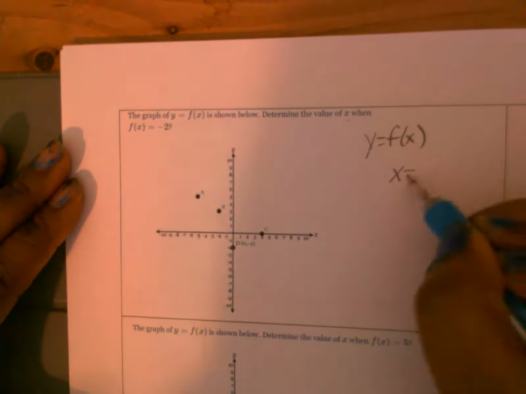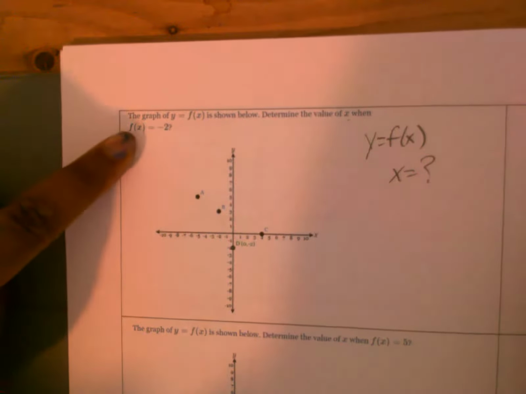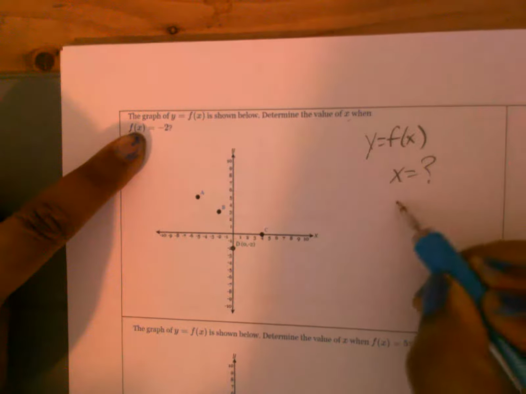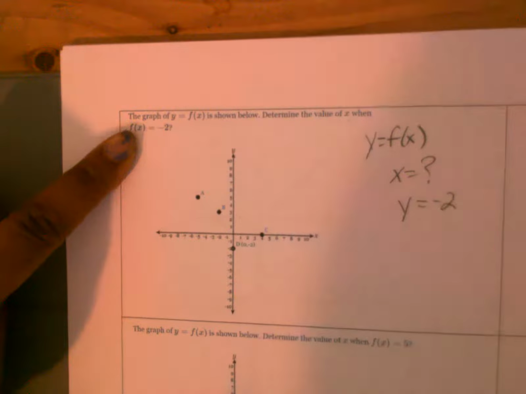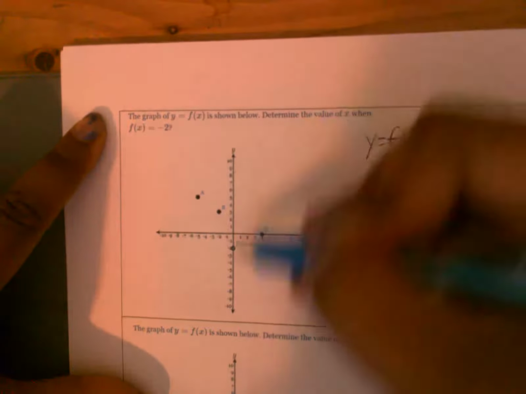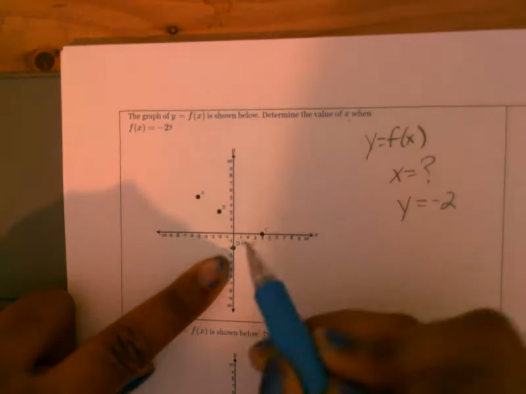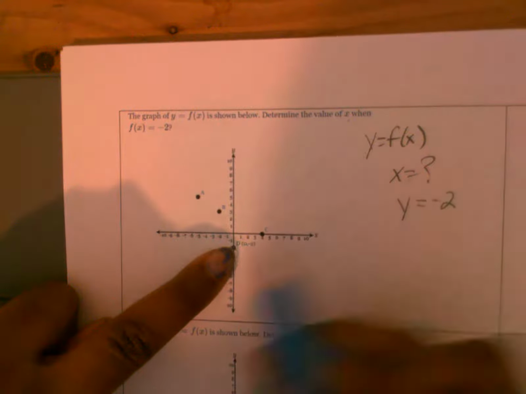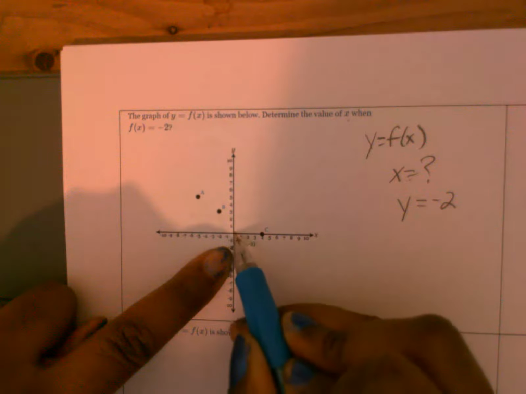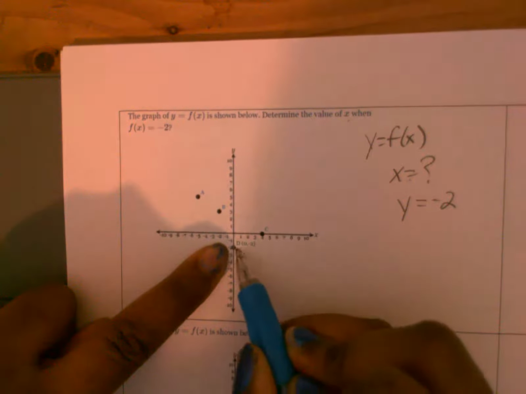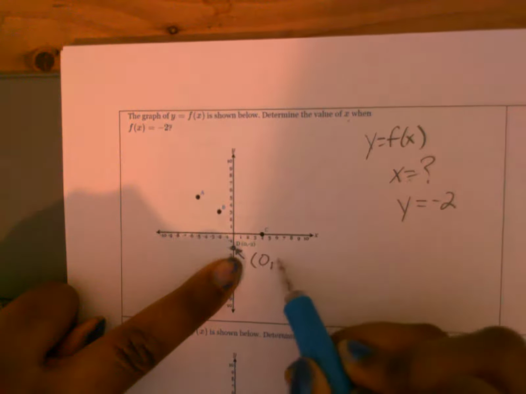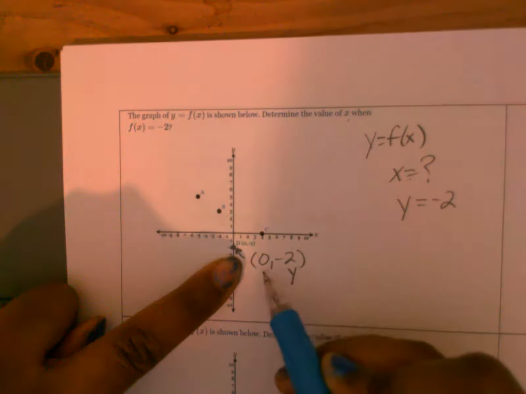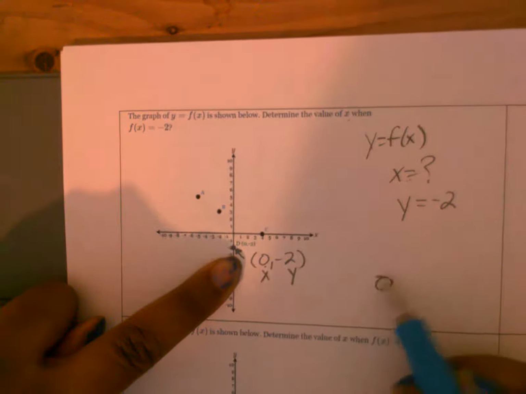And so it says determine the value of x. So you need to figure out what x is when y, or f of x, same thing, is equal to -2. So find -2 on the y-axis. -2 on the y-axis is right here. What is the x value when y is -2? My x is going to be 0. You see this point right here? This point is 0, comma, -2. The -2 is y. The x value is 0. So they're looking for you to type in 0. Okay? That one's not hard at all.